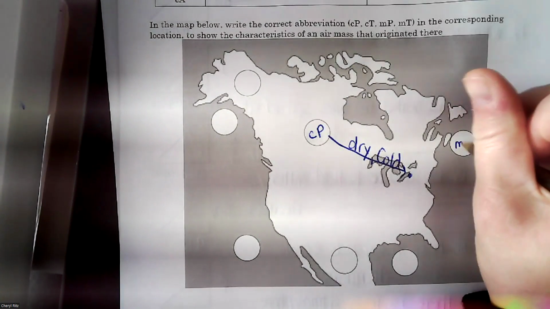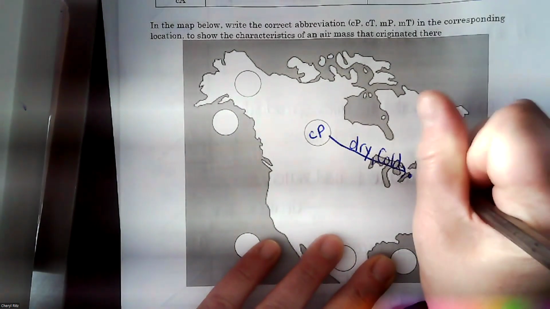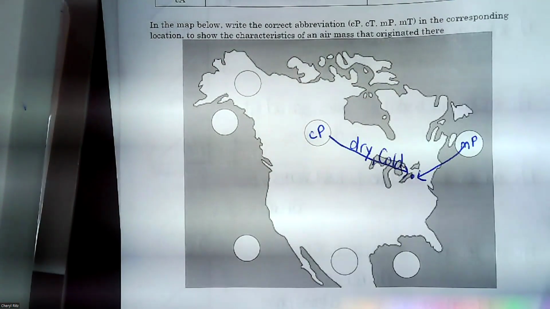MP. Why'd you give it an MP? Yeah, it's a maritime polar. It formed over the water and it's cold. And it's going to blow towards Buffalo. This, by the way, is what we call a nor'easter. It's coming from the northeast.